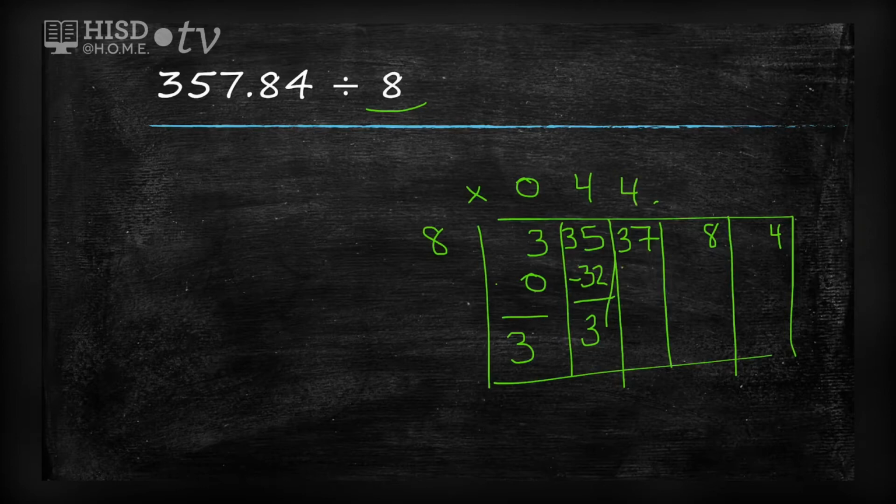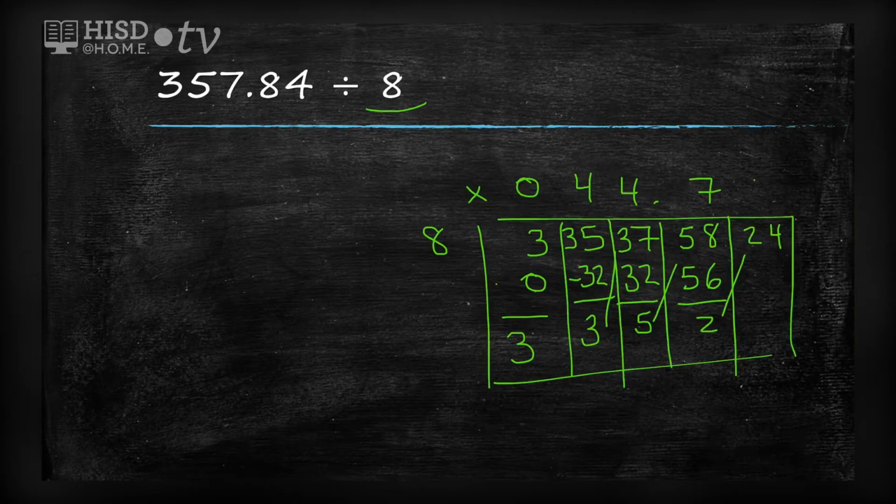That's also 4, and that's equal to 32 again. I subtracted it and it's going to be equal to 5, and now I have 58. How many times does 8 fit inside of 58? And that is going to be 7. 7 times 8 is going to be 56, and that's a remainder of 2, and now I have 24.